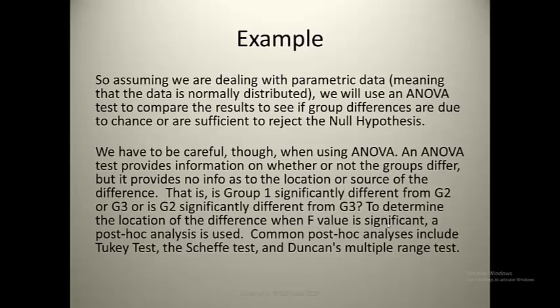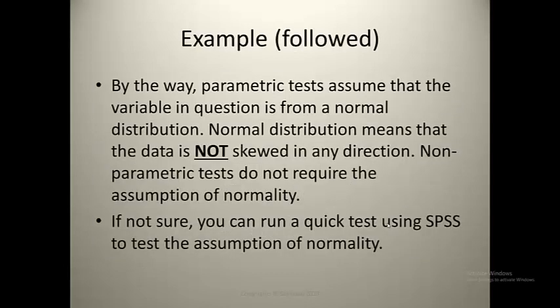So these are examples of post hoc analyses that are used to determine the location or source of the difference in the groups that you are studying. By the way, parametric tests assume that the variable in question is from a normal distribution. So always in inferential statistics, you have to have a normal distribution of your data. It has to be parametric.